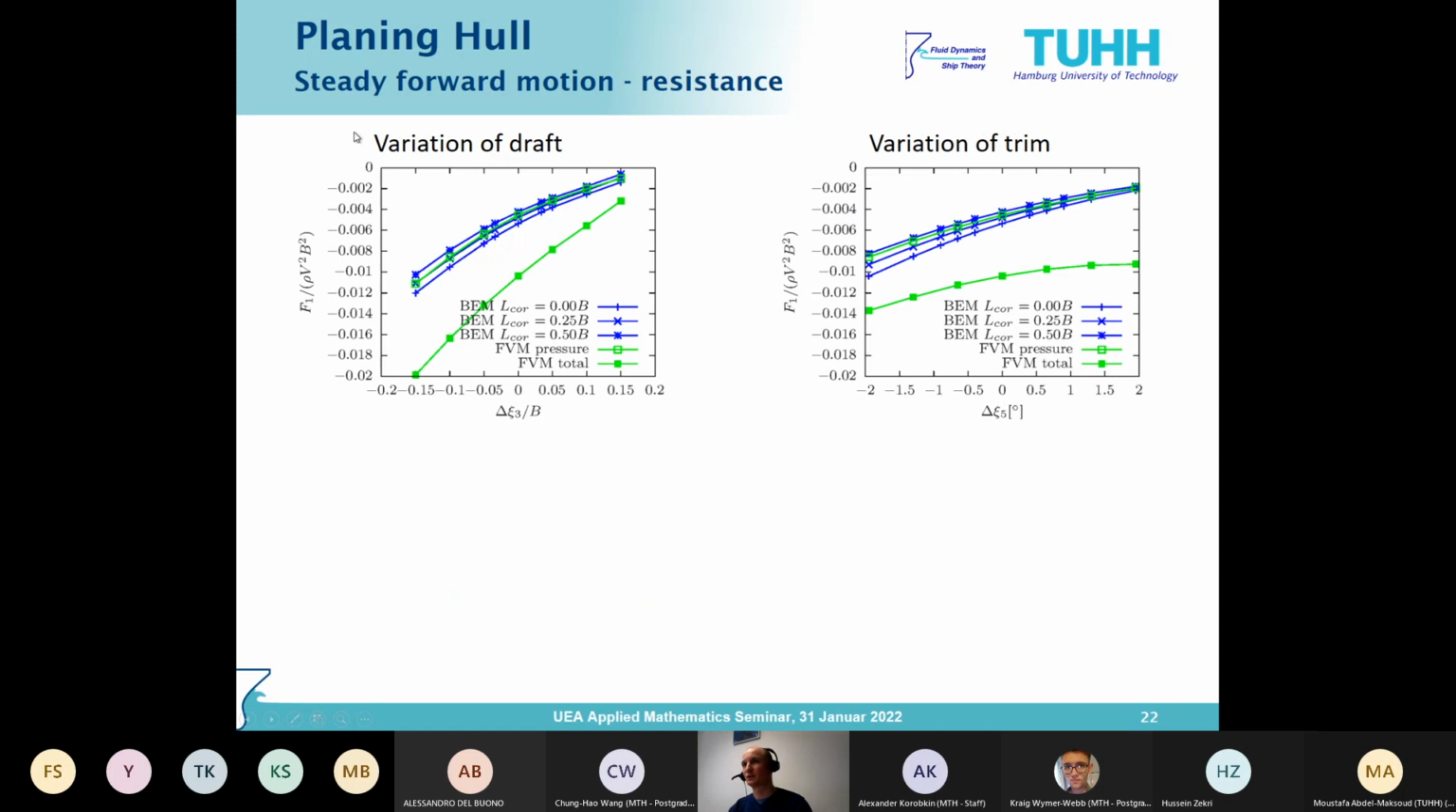Another thing I'd like to show you is the resistance. This was not measured in the experiments, but I just used both computational methods for comparison. If you take the total force from the finite volume method, it's way off from the boundary element method. But of course, there are shear forces in the finite volume method, and if we subtract those, so we get only the pressure-based resistance, then it's quite a good agreement.